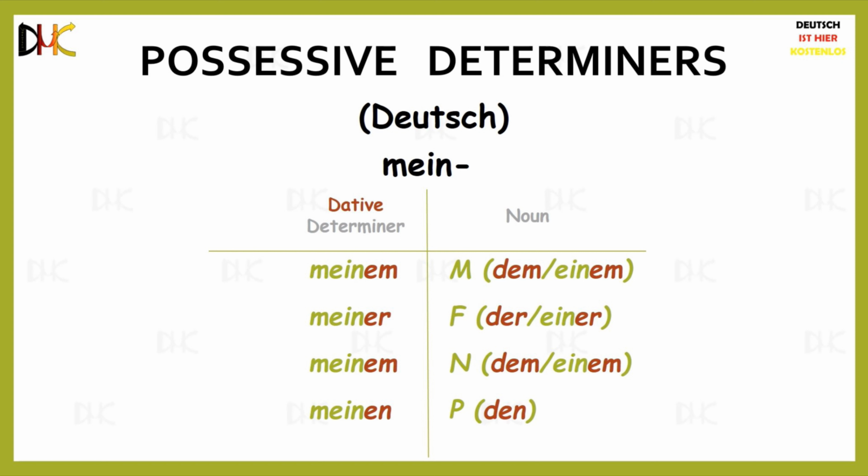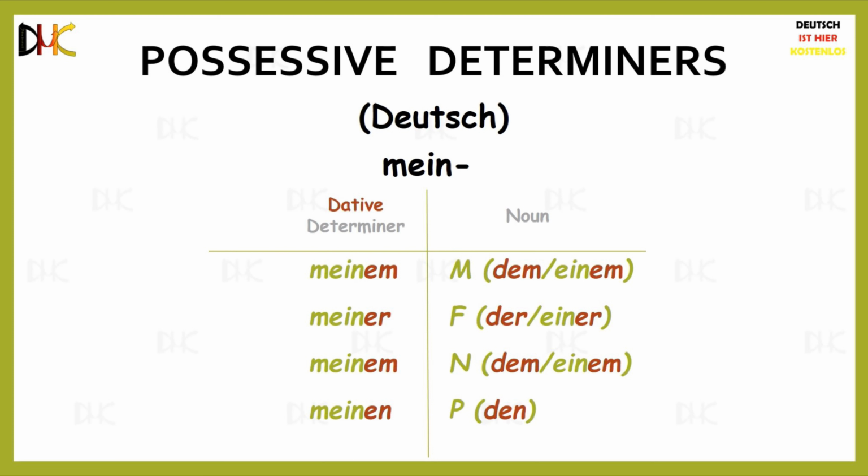Mein becomes meinem for masculine nouns, meine becomes meiner for feminine nouns, mein becomes meinem for neuter nouns, and meine becomes meinen for plural nouns. It is clear that the way the determiners change is almost exactly the same as the articles. Therefore, possessive determiners are also actually referred to as possessive articles.